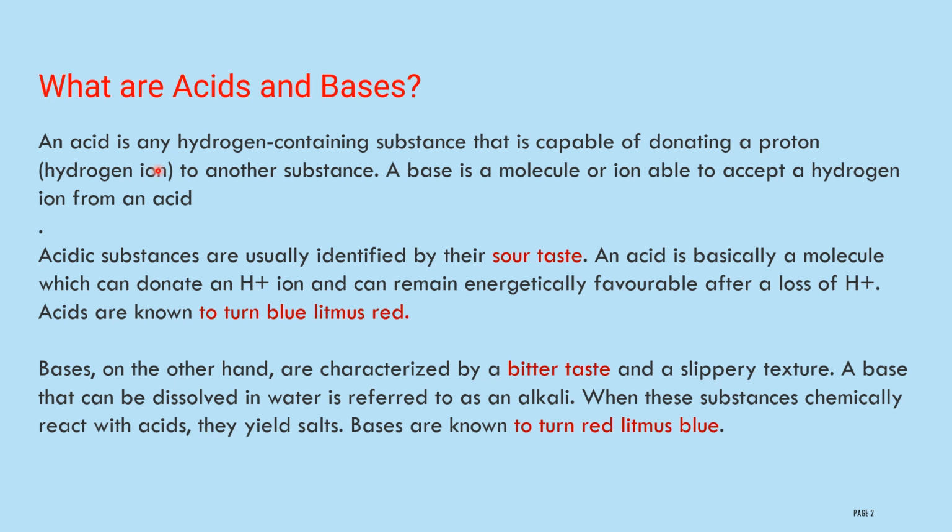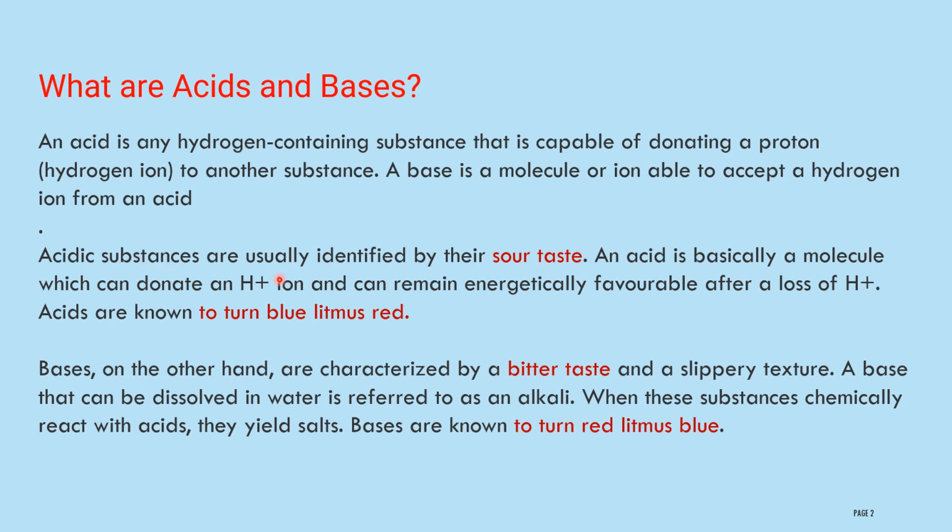An acid is any hydrogen containing substance that is capable of donating a proton or hydrogen ion to another substance. An acid is nothing but it contains hydrogen, then it is able to donate a proton or H plus ion to another substance. A base is a molecule or ion able to accept a hydrogen from an acid. A base is nothing but it is able to accept a hydrogen ion or H plus ion from an acid.